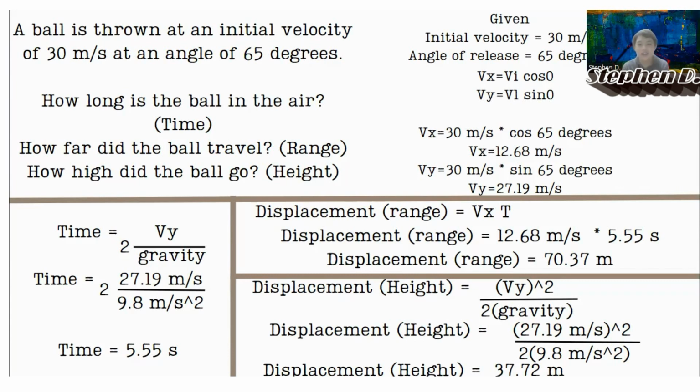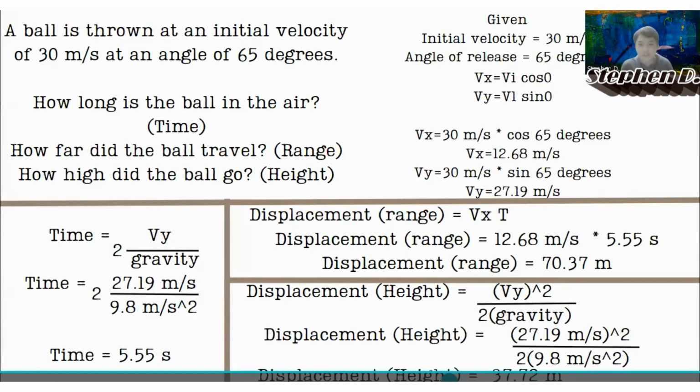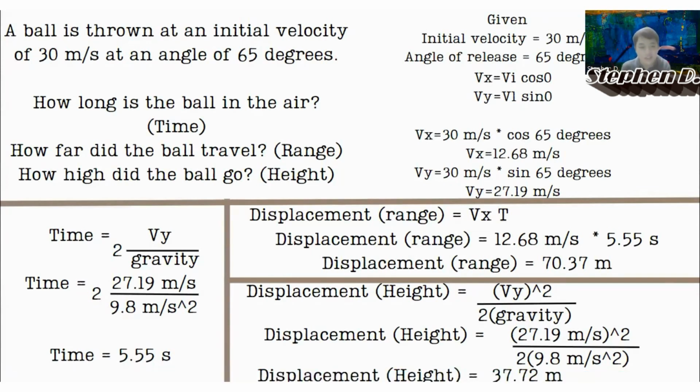Then to find our v sub y, which is our vertical velocity, it's the same formula, initial velocity, but we're gonna find the sine of 65 degrees. So as you can see there, 30 meters per second times the sine of 65 degrees, we get 27.19 meters per second. Now that we have found our horizontal and vertical velocity, we can continue solving. Let's do our first question.